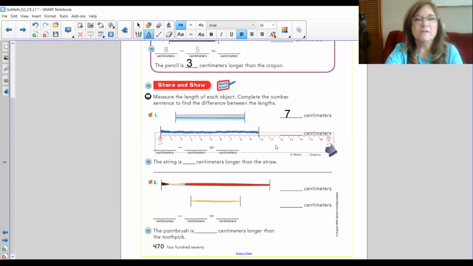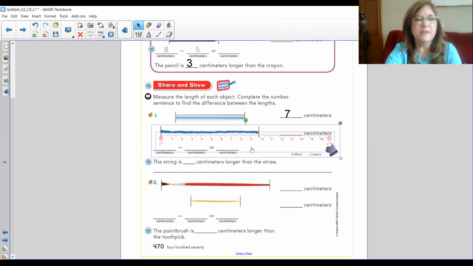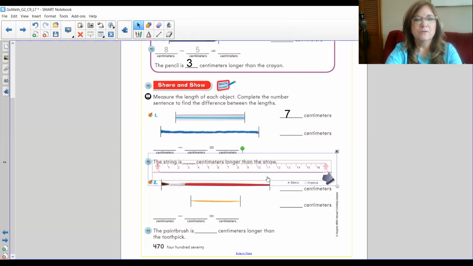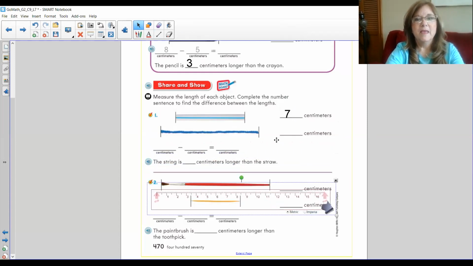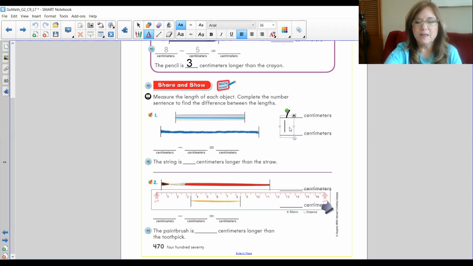And I've got my ruler lined up right now with the string. And of course, I want to line up the very beginning of my ruler with the very beginning of the string. And then I see where the end of the string takes me, and it looks like it takes me to 10. Okay, so get the ruler down here now, and let's put in a number 10 so we can see the numbers that we're going to be using.